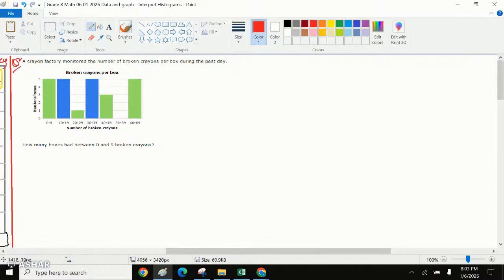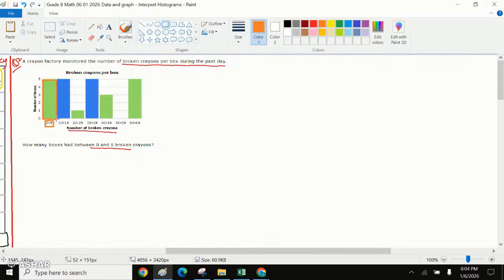A crayon factory monitored the number of broken crayons per box during the past day, right? What we need to find is how many boxes had between 0 and 9 broken crayons, right? So all we need to do is look at the graph and find between 0 and 9 broken. This is the number of broken crayons over here, right? So let's try to find where is 0 to 9. This is 0 to 9.